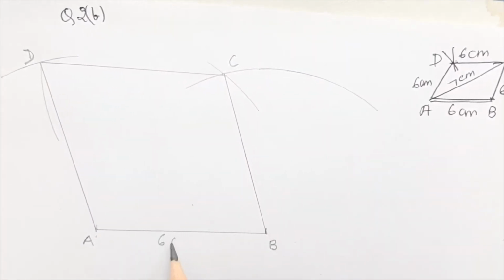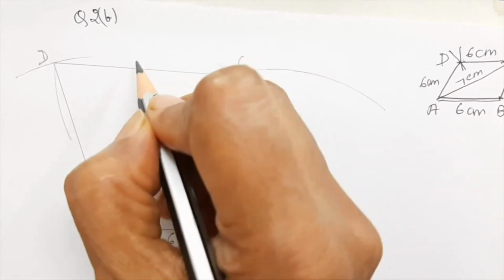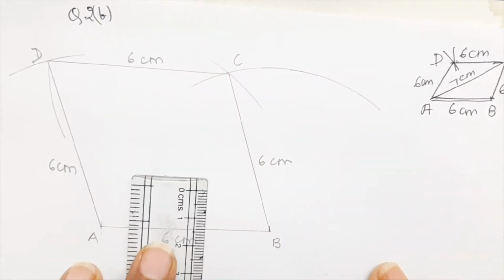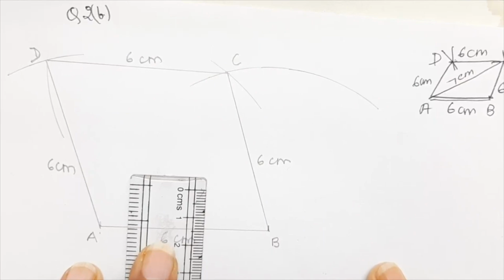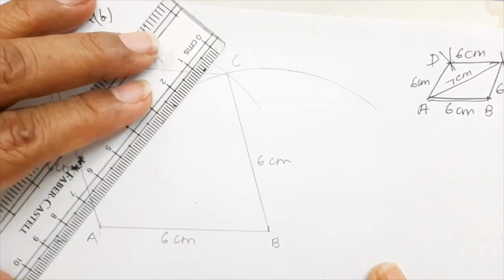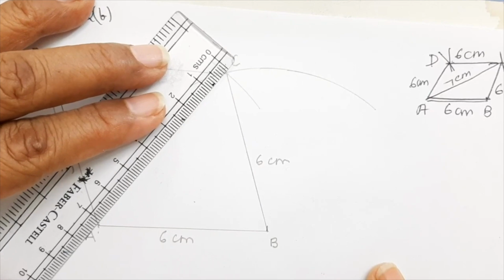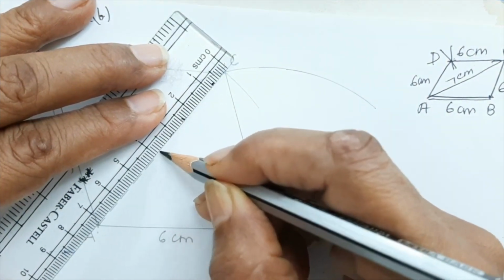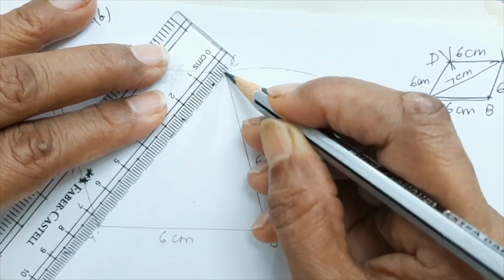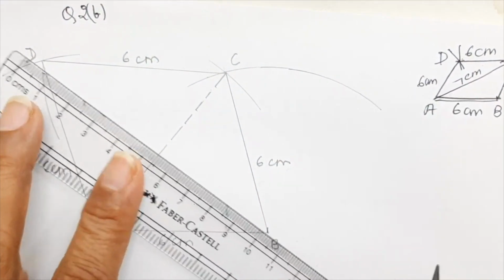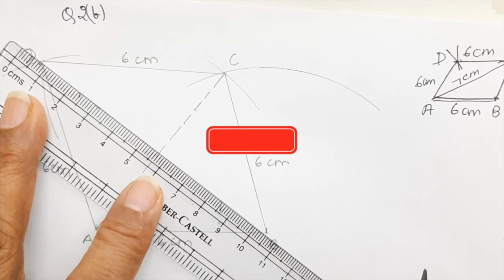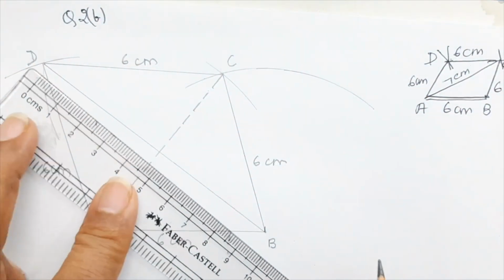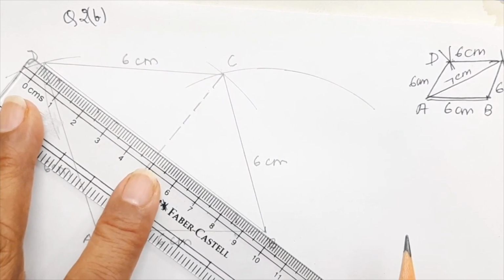We write the measures, and we are asked to find the length of diagonal BD. Now because AC we have taken as 7 centimeters, I shall show this as a dashed line, and diagonal BD we have to measure. So I will draw that diagonal and let us measure.